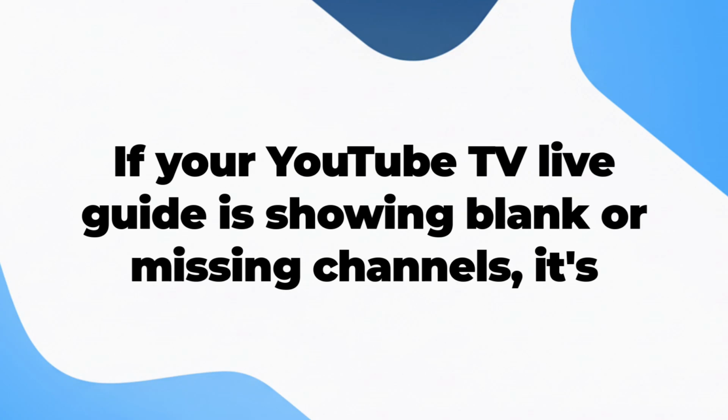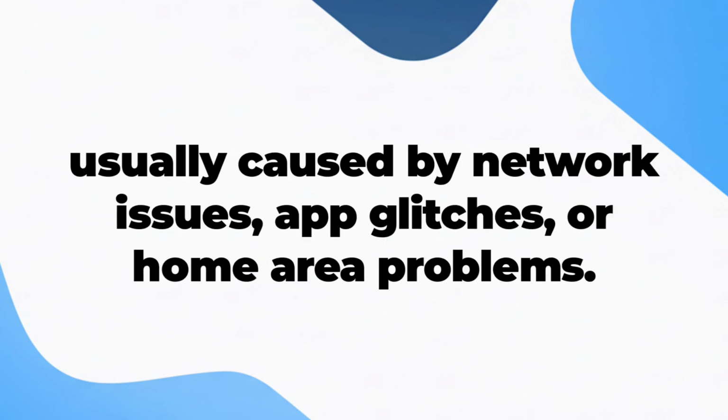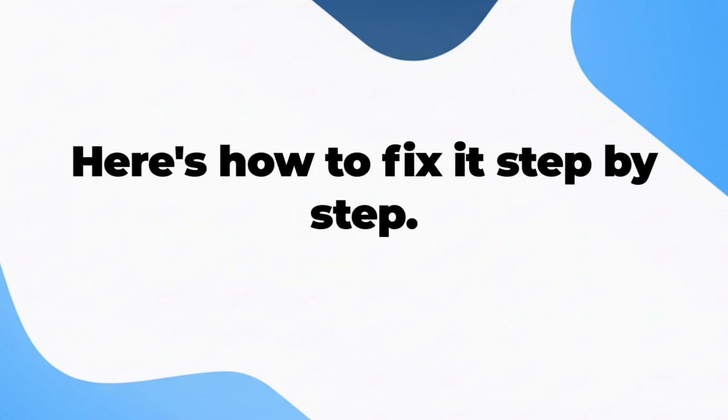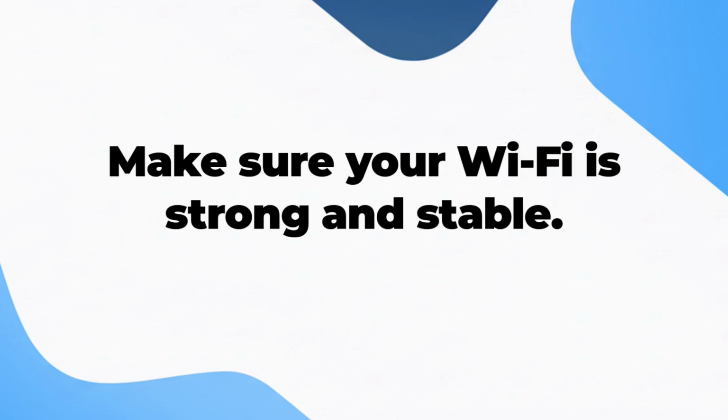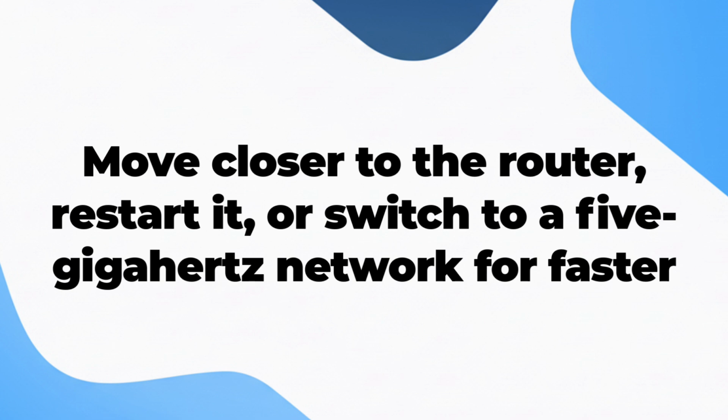If your YouTube TV Live Guide is showing blank or missing channels, it's usually caused by network issues, app glitches, or home area problems. Here's how to fix it step by step. Step 1. Check your internet connection. Make sure your Wi-Fi is strong and stable. Move closer to the router, restart it, or switch to a 5 GHz network for faster loading.